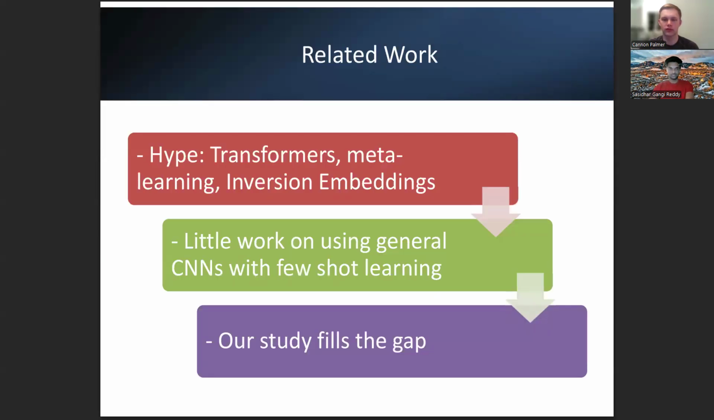There has been a strong recent emphasis on few-shot learning, which has primarily concerned itself with architectures such as meta-learning, transformers, and vision embeddings. But little has been done with traditional CNNs under few-shot settings. Our project bridges the gap. We benchmark normal CNNs such as ResNet 50, VGG16, and ConvNeXt on modern few-shot datasets.